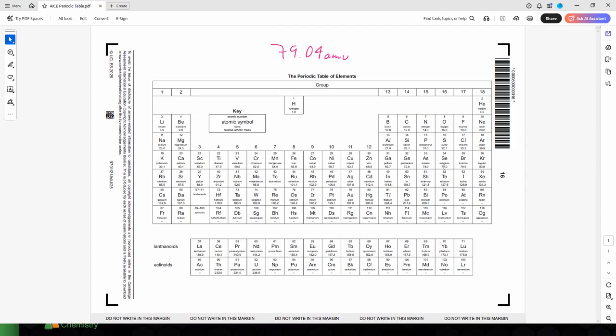If we look around here, in the 70s, we have 79.0 for selenium and 79.9 for bromine. That's too far up. 79.0 is a lot closer to 79.04. Arsenic is 74.9, which is too low. So selenium is probably our answer for this question, Se being the element that has a mass roughly around the 79.04 that we calculated.